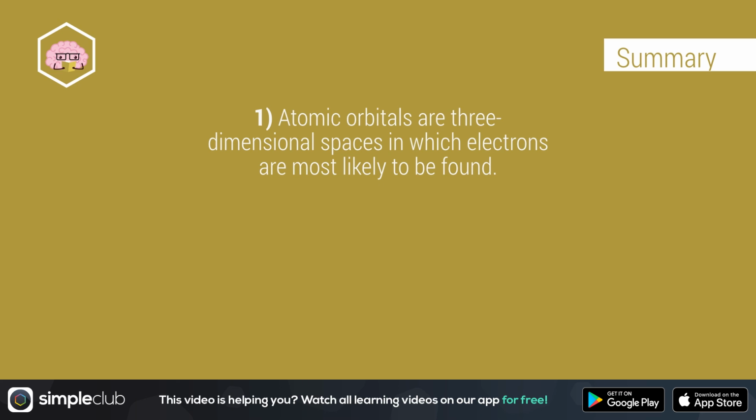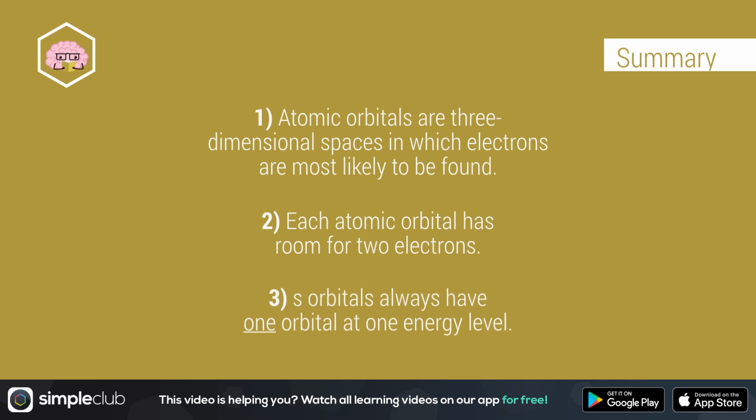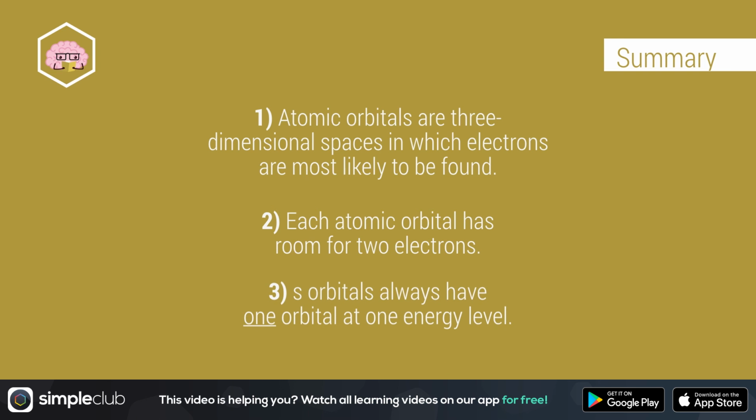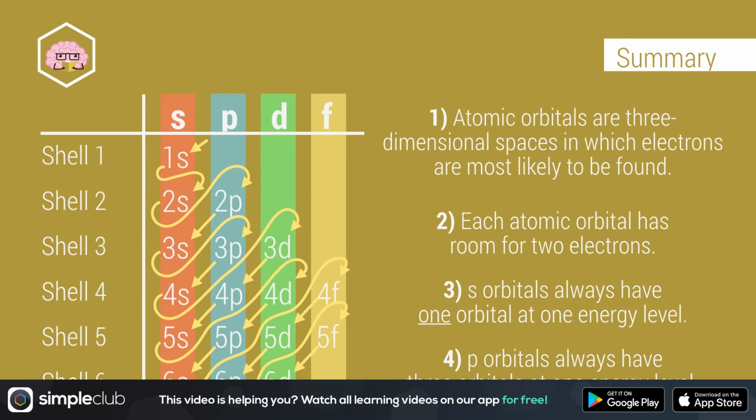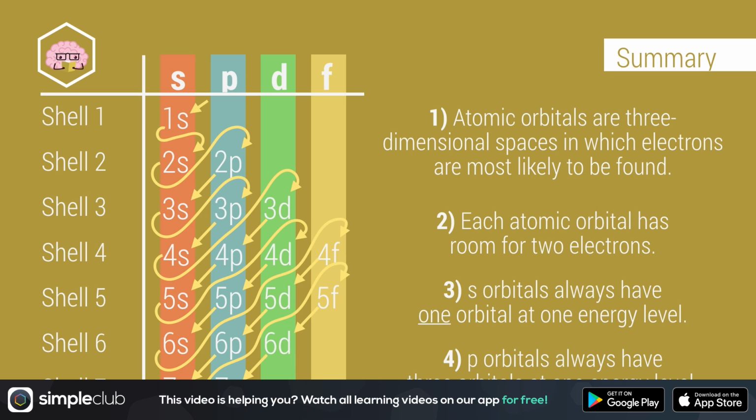Number 1. You should know that an orbital is a space where electrons are most likely to be found. Number 2. You know the different types of orbital and know that each orbital always takes up to 2 electrons. You also know that the s orbitals are made up of 1 orbital and p orbitals are made up of 3 orbitals. And that's important for how electrons are distributed across the different spaces electrons can be found.